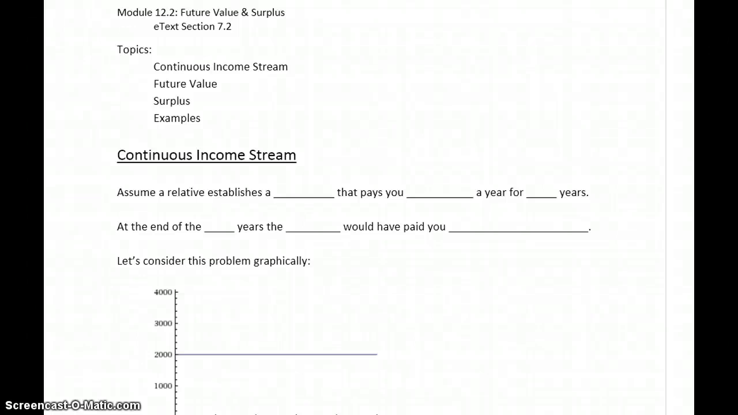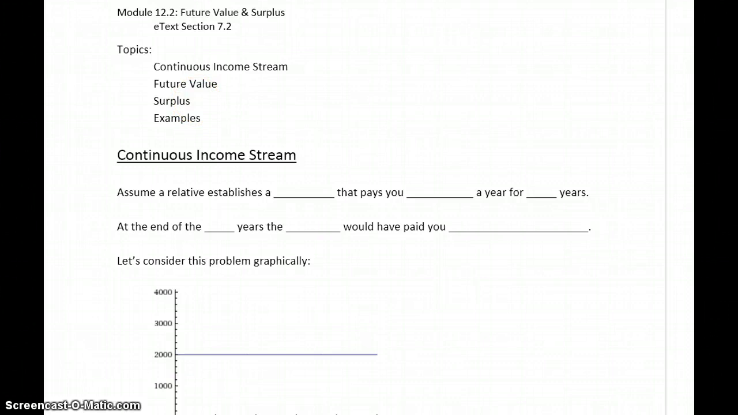We've got more applications we want to take a look at in Module 12.2. Particularly, we're going to start off with talking about continuous income streams, look at how that relates to the concept of future values, and then talk about both consumer and producer surplus.